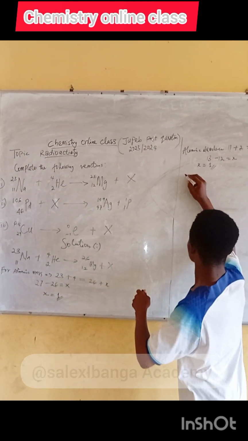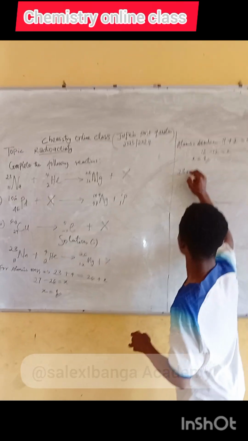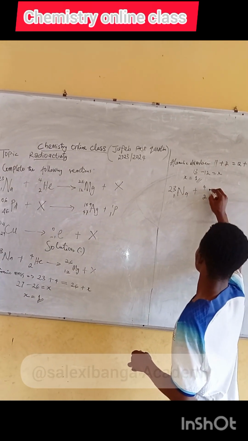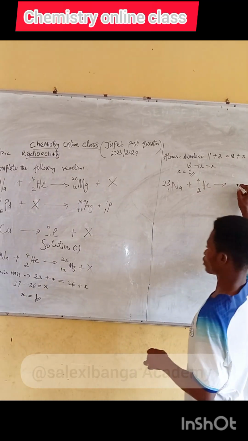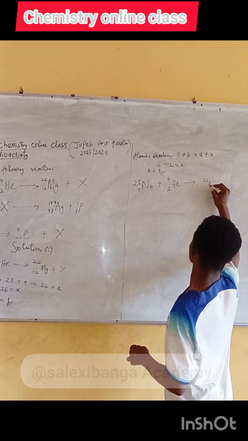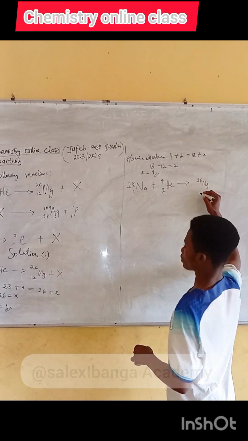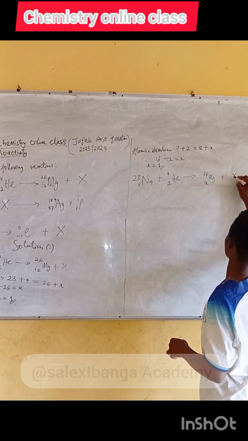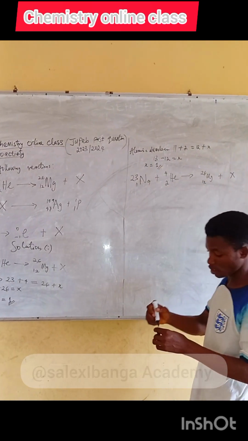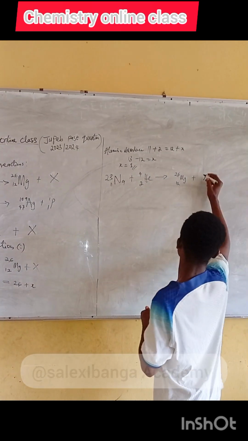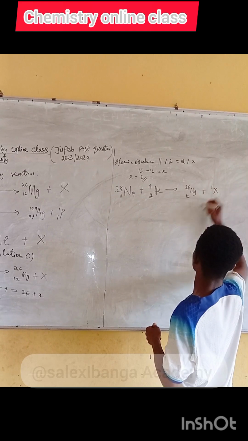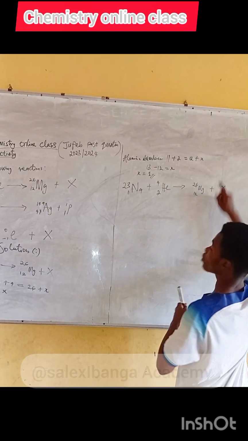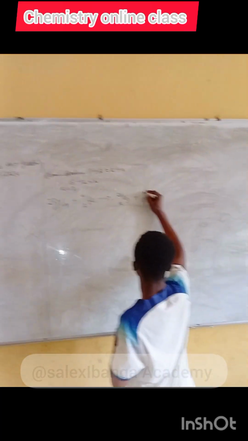So now, let me take the reaction. We have 23 Na, this is 11, plus this is 4, 2, this is helium, to give me 26 magnesium, 12, plus x. Remember, our x at the atomic mass level is 1. At the atomic number, x is also 1. So I'll put 1 on top and also 1 down. So it will be 1, 1.